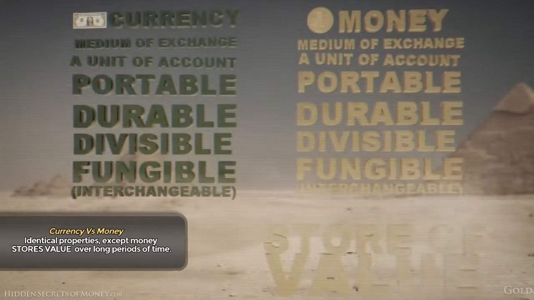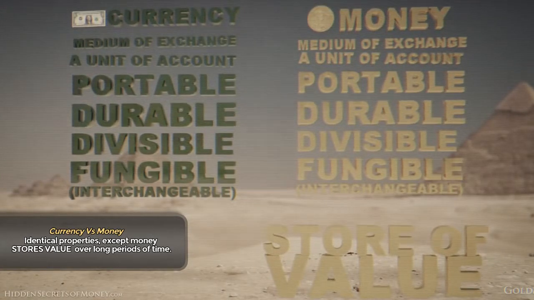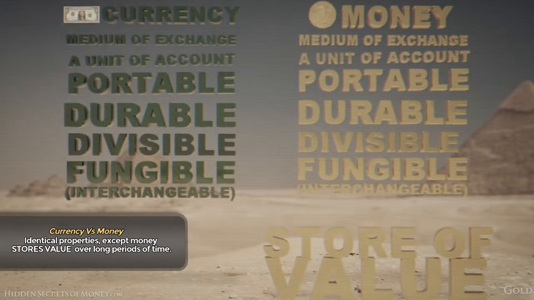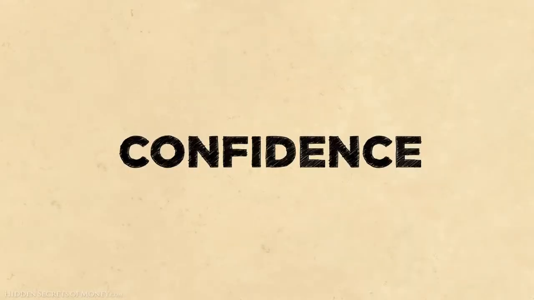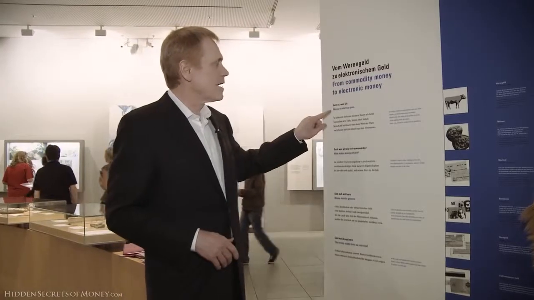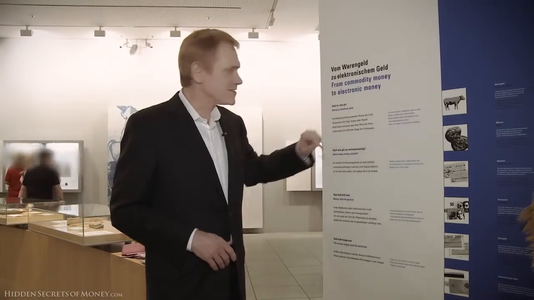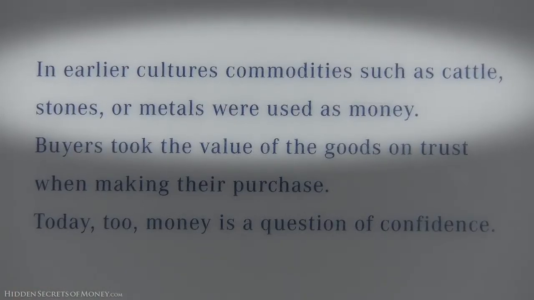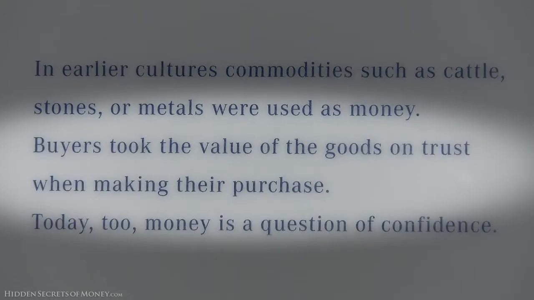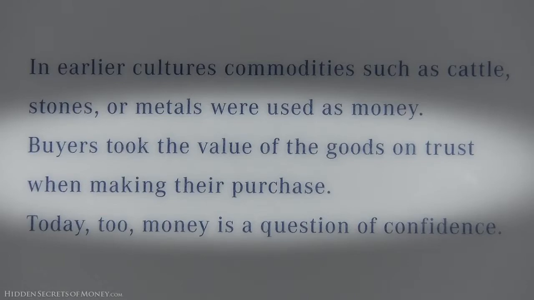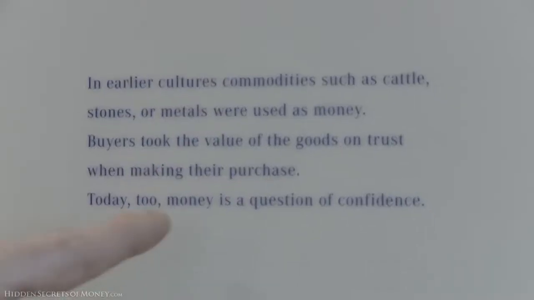But 2,600 years after its emergence, people still confuse money with currency, even the so-called experts. So they've got here some of the things about what money is. The first example here is, money is whatever goes. So, in earlier cultures, commodities such as cattle, stones, or metals were used as money. Buyers took the value of the goods on trust when making their purchase. Today, too, money is a question of confidence.